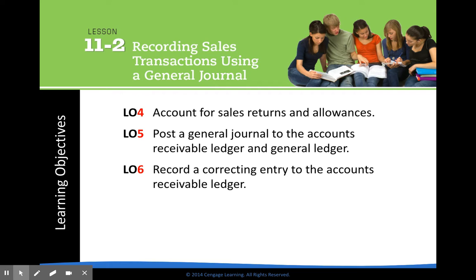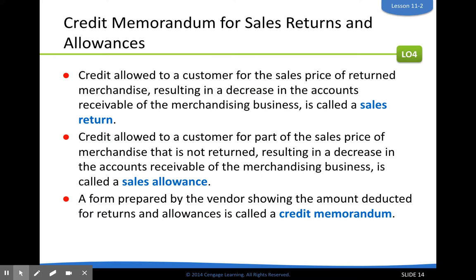So we're going to be using the general journal again today, and we're also going to be recording correcting entries. It's important to know the difference between a sales return and a sales allowance. A sales return is when we credit a customer's account. This is when we have accounts receivable, meaning a company owes us money. Accounts receivable decreases with a credit. So if we decrease the accounts receivable because someone returns items, for whatever reason, they give us back the merchandise and we decrease the amount that they owe us.